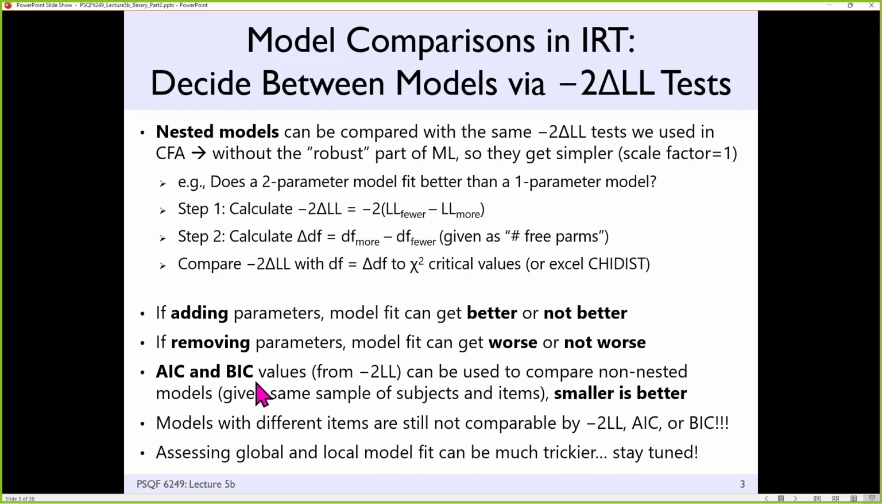Also, if you drop people, you cannot compare fit. For the same reason, it's the sum across the people, and if it's different people, then the sum will be different for that reason.